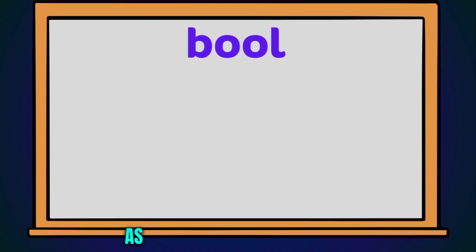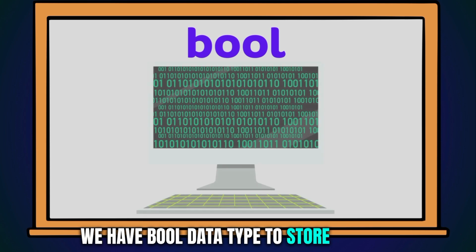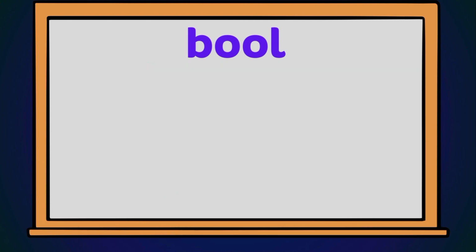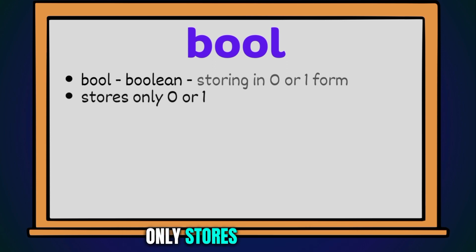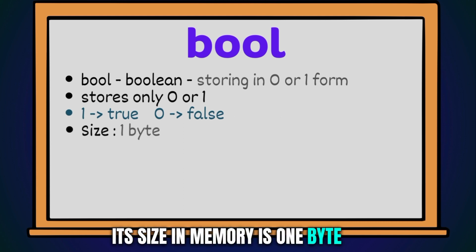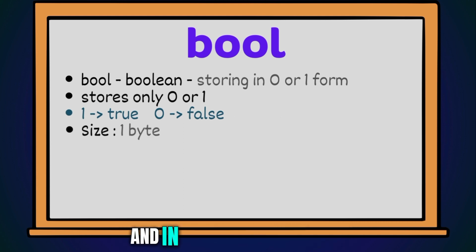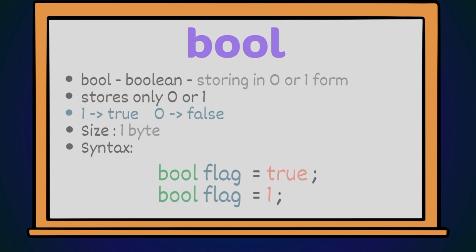Bool. As we know, a computer works in 0 or 1 form, so we have the bool data type to store values in a similar way. Bool stands for boolean and it only stores 1 or 0, true or false. Its size in memory is 1 byte as well, and in syntax we can either write in 0 1 form or true false form.